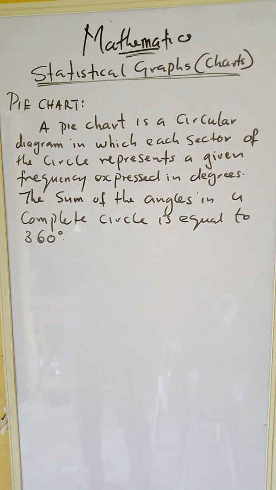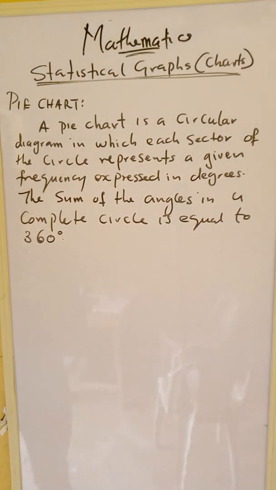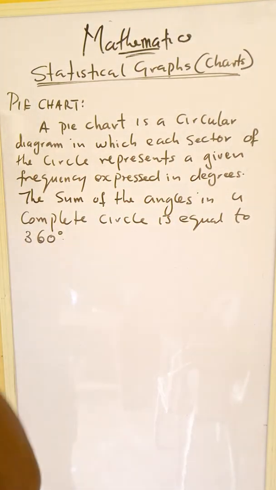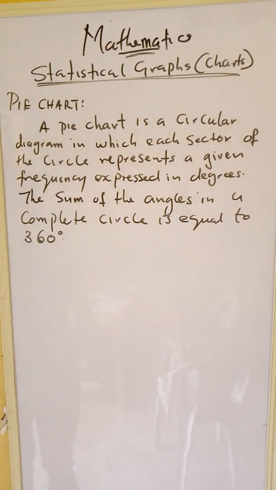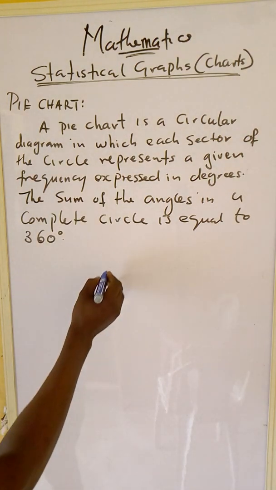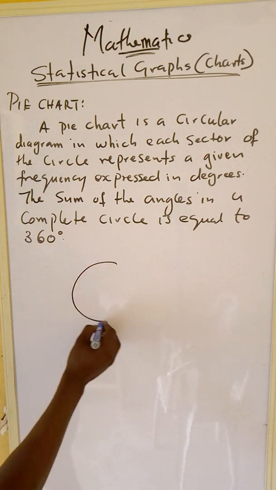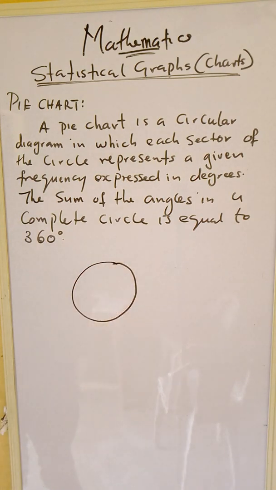A pie chart is a circular diagram in which each sector of the circle represents a given frequency expressed in degrees. The sum of the angles in the complete circle is equal to 360. A pie chart is a form of circle, and you know a circle is 360.